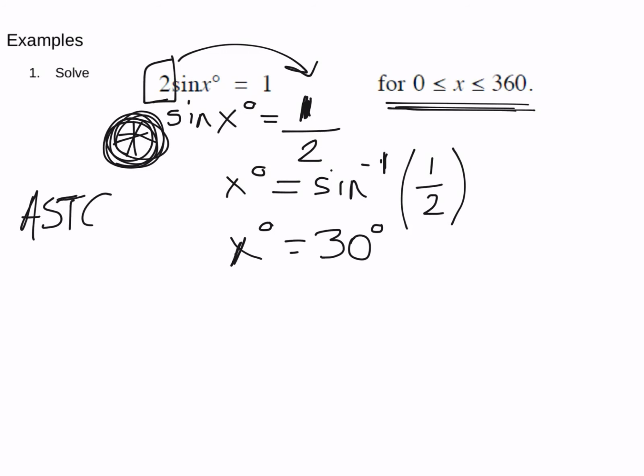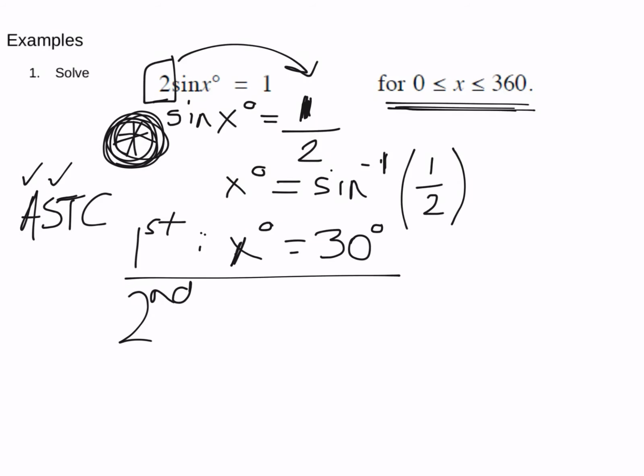Which two quadrants is sin positive? Well, it's positive in the first, because they're all positive in the first quadrant. And sin is also positive in the second. So it's the first and second we're looking for. The first quadrant answer is from the calculator. There it is. That's our first answer.